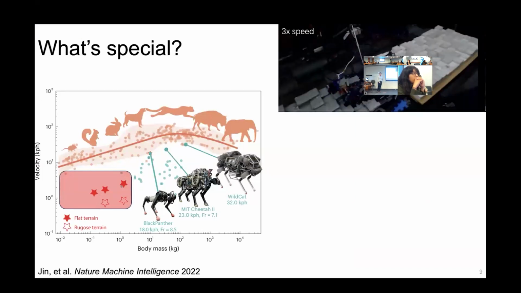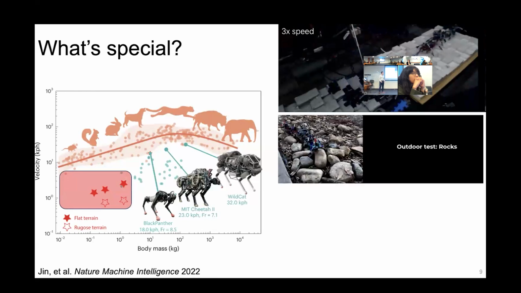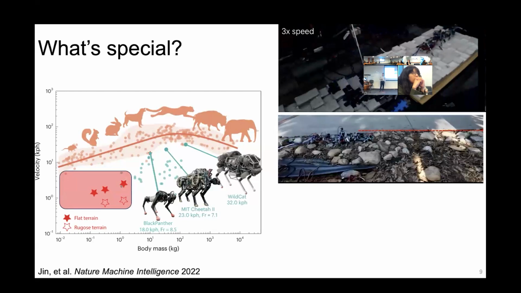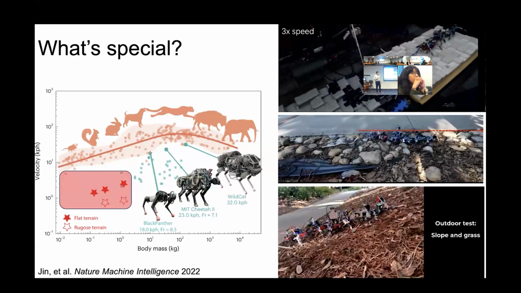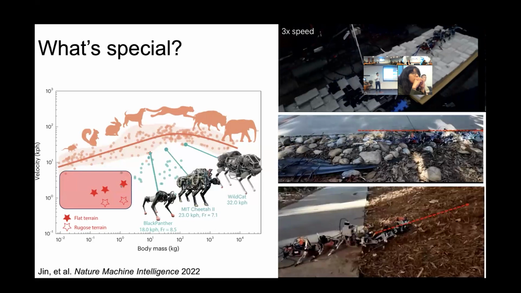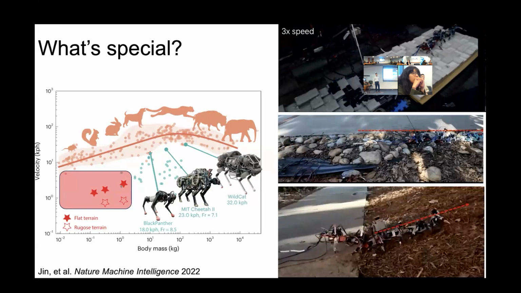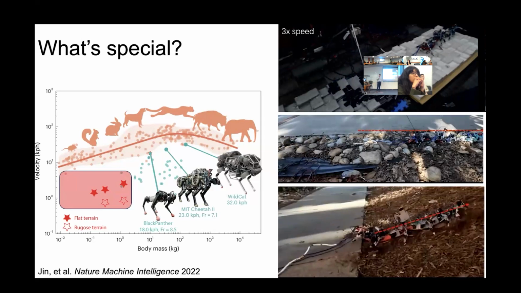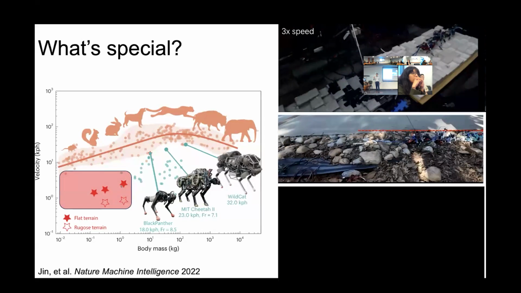We have a centigrade robot going through the lab robust strings with size variation approximately 20 centimeters. We also take the robot outside and test it over the rocks. The size of the rocks is approximately 30 centimeters. And finally, we take the robot into the grass, the 30-degree slopes, and we achieve reasonably good performances. So as you can see, our goal is to develop the mesoscale robot as capable as those for the bigger ones.